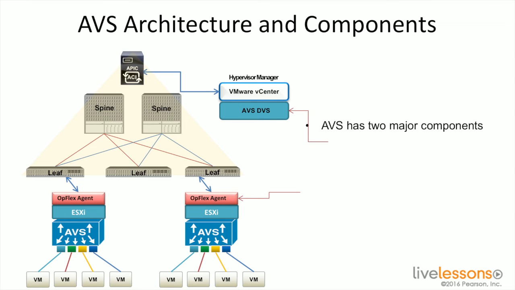There are two major components within this. The AVS distributed virtual switch gets loaded into, in this case, VMware's vCenter, and that allows you to integrate it within the VMware solution. The VMware vCenter is connected to the APIC itself. That allows the APIC to send policy out to the AVS, so you can control how these different virtual machines are connected. In order to know where the virtual machines live, the APIC has to be connected to the hypervisor so it can see where they're at in the environment.